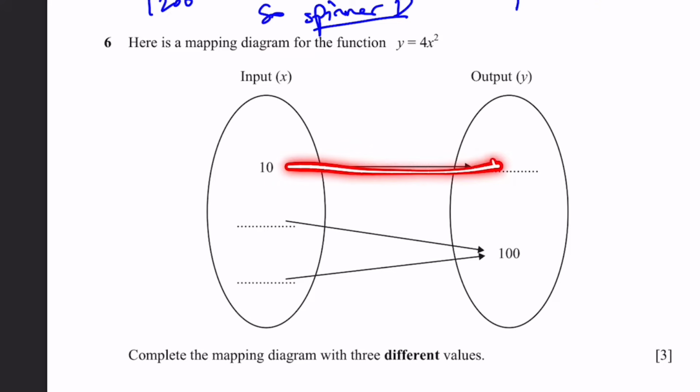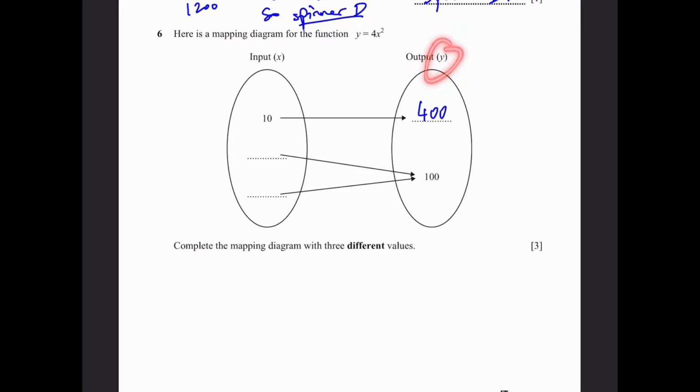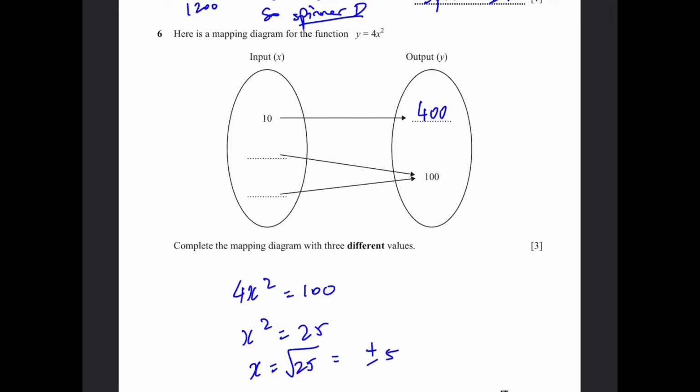We can see that 10 goes to an output of 4 times 10 squared, which is 400. Now we have 2 different inputs which go to the same output, 100. Well, since the output is y, which is 4x squared, we can write that 4x squared is equal to 100. So x squared is 25. And x is the square root of 25, which is equal to plus or minus 5. That's why there are 2 different values. You have to write minus 5 and positive 5. That's our answer.